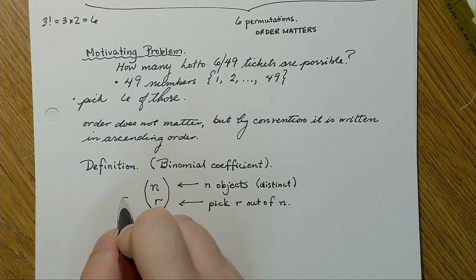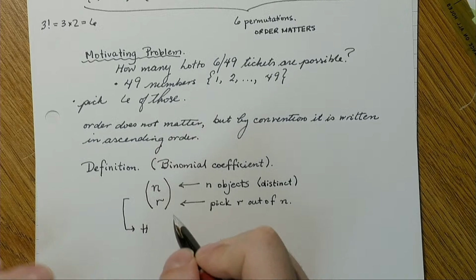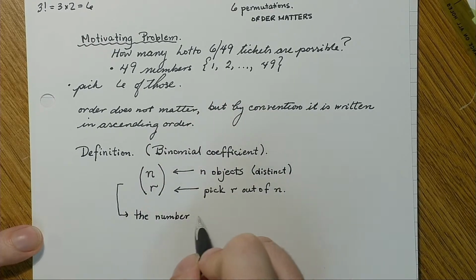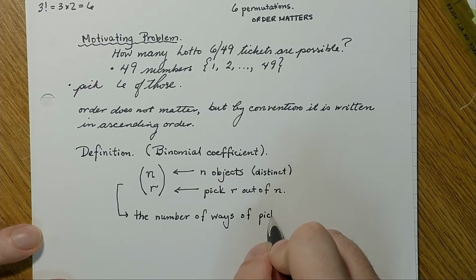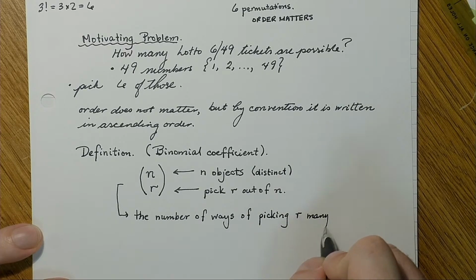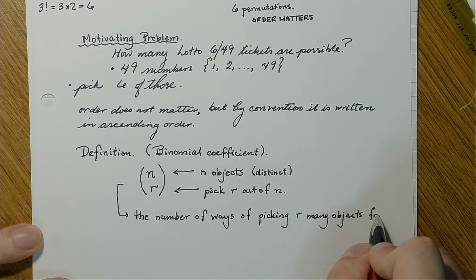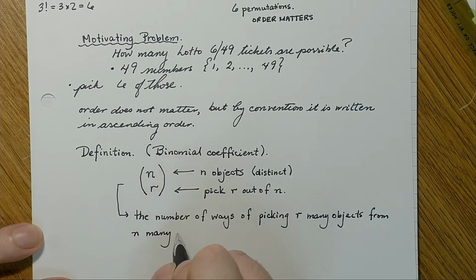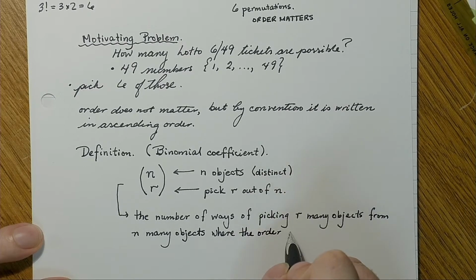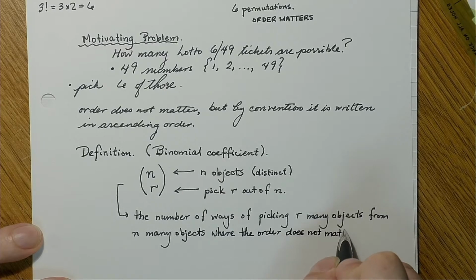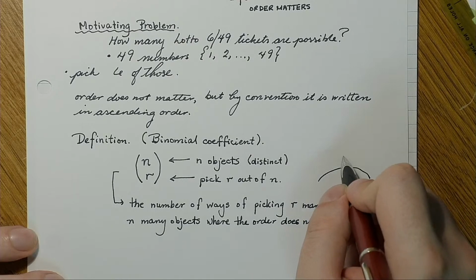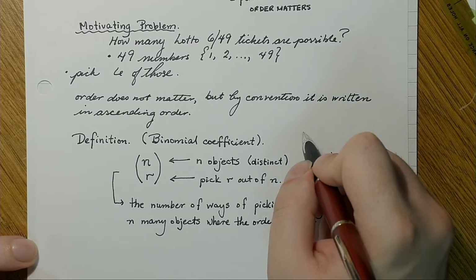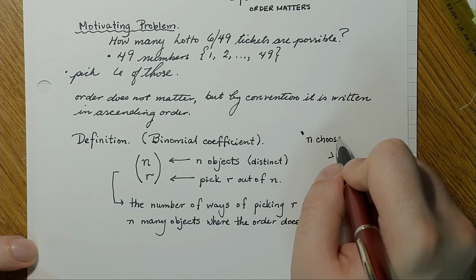And this again represents the number of ways of picking r many objects from n many objects where the order does not matter. So we often read this as n choose r.